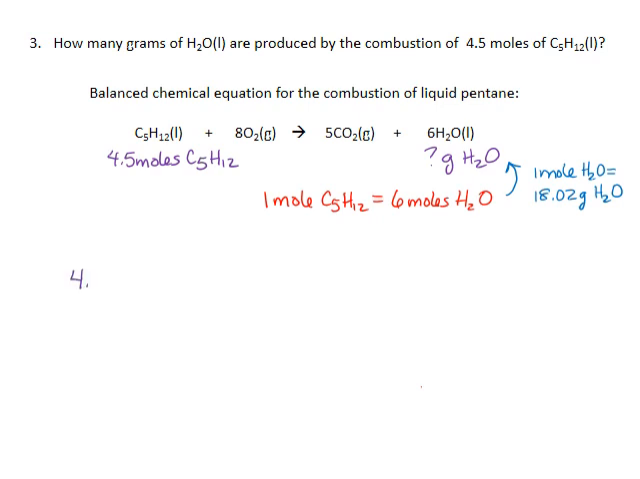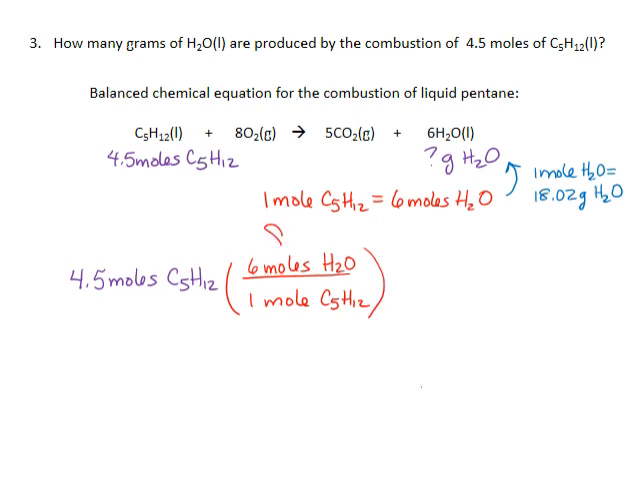Starting with the given 4.5 moles of pentane, we then convert those moles of pentane into moles of water using our mole-to-mole conversion. Remember, this is the heart of our stoichiometry problem. If we had wanted the moles of water, we could stop here, but since we wanted the grams of water, we need to add one more piece.